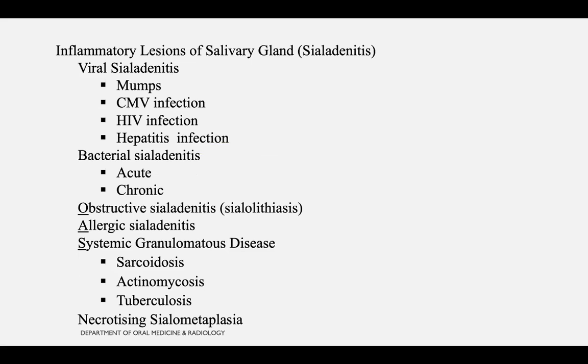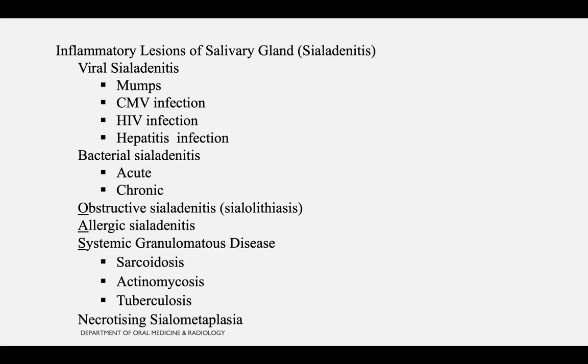Inflammatory lesions of the salivary glands are commonly referred to as sialadenitis, and they could be viral, bacterial, or fungal in origin. Viral causes can be mumps, cytomegalovirus infections, HIV infections, and hepatitis infections. Bacterial sialadenitis can be either acute or chronic. Next is the obstructive sialadenitis, which is otherwise known as sialolithiasis. Next is allergic sialadenitis.